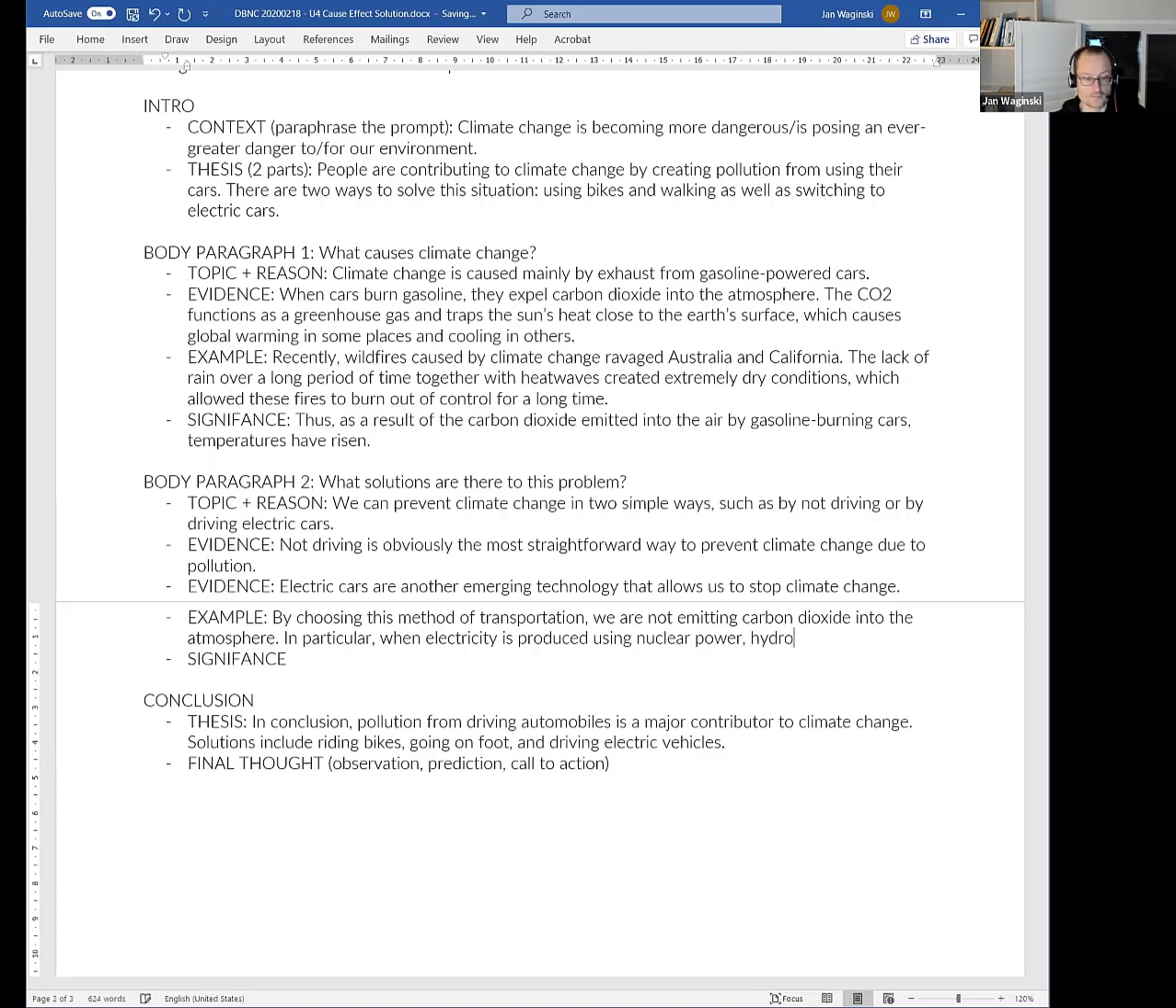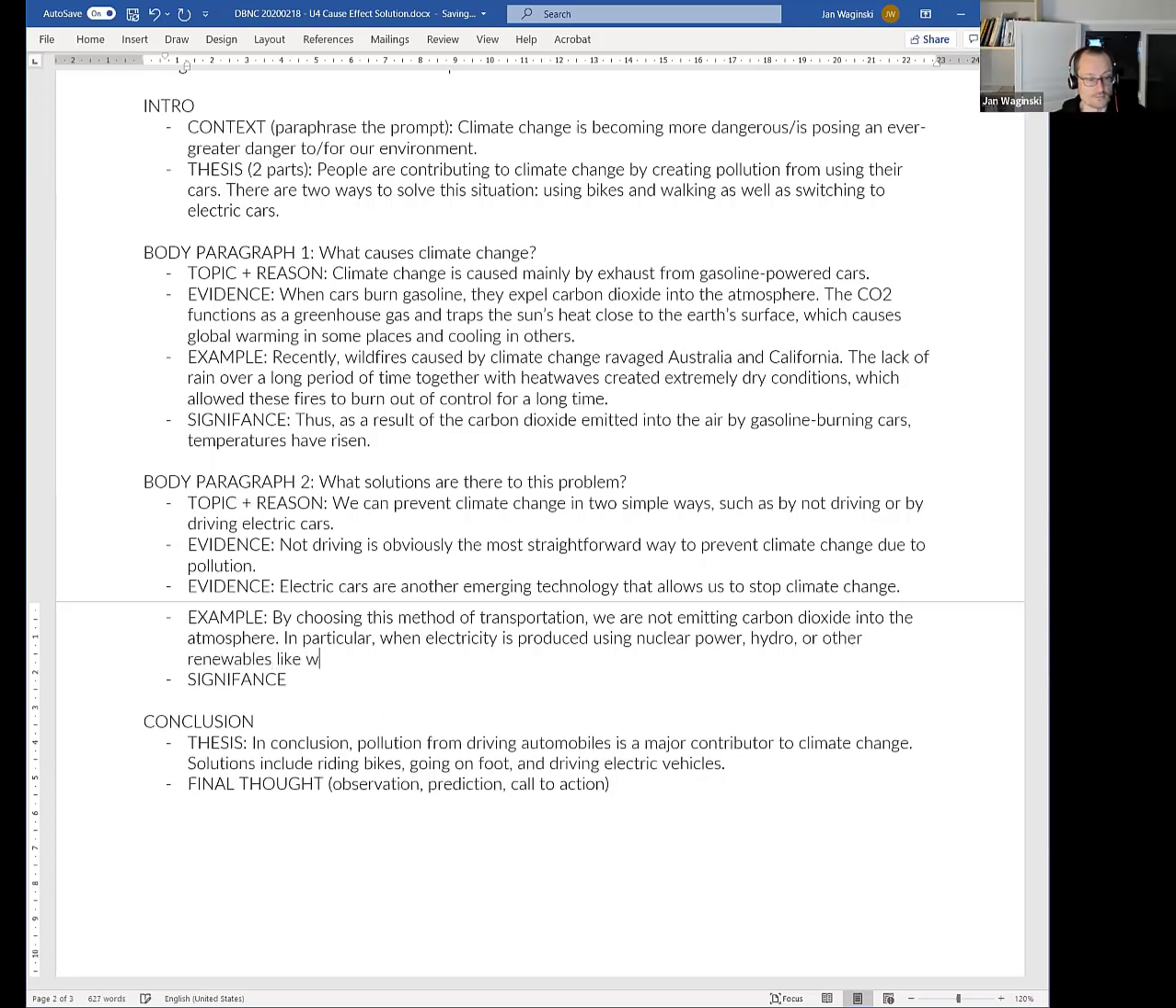Hydro, or wind, or you can say other renewables like wind and solar. Nothing is burned and thus no waste gases are produced.